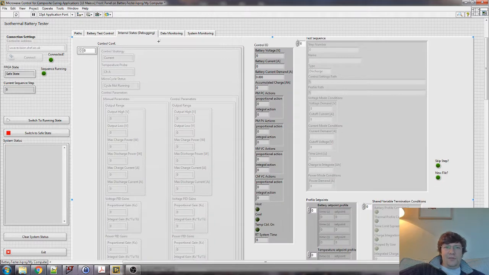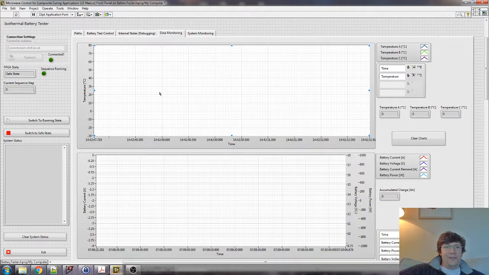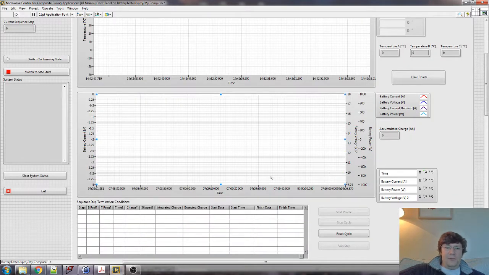A bit of debugging for when it all goes wrong, and then we can have a look at the temperature and the battery parameters, the voltage, power and current, that sort of thing. And we can have a look at how the sequence terminated, so what was the cause and whether we hit our expected charges and that sort of thing.